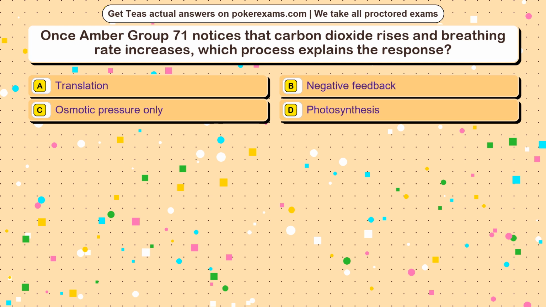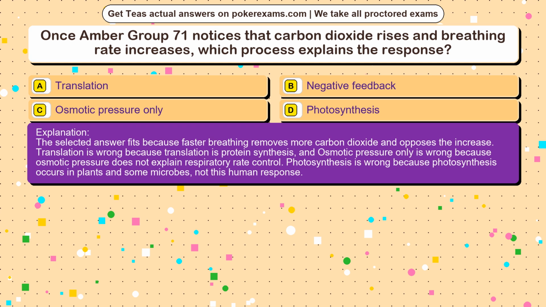The correct answer is option. The selected answer fits because faster breathing removes more carbon dioxide and opposes the increase. Translation is wrong because translation is protein synthesis, and osmotic pressure only is wrong because osmotic pressure does not explain respiratory rate control. Photosynthesis is wrong because photosynthesis occurs in plants and some microbes, not this human response.